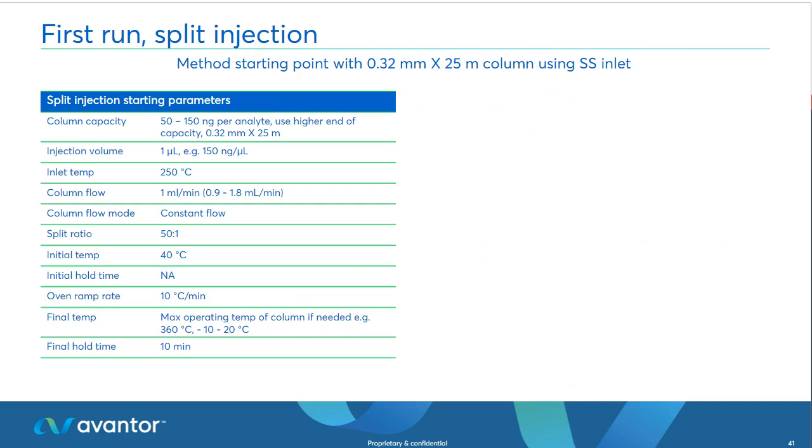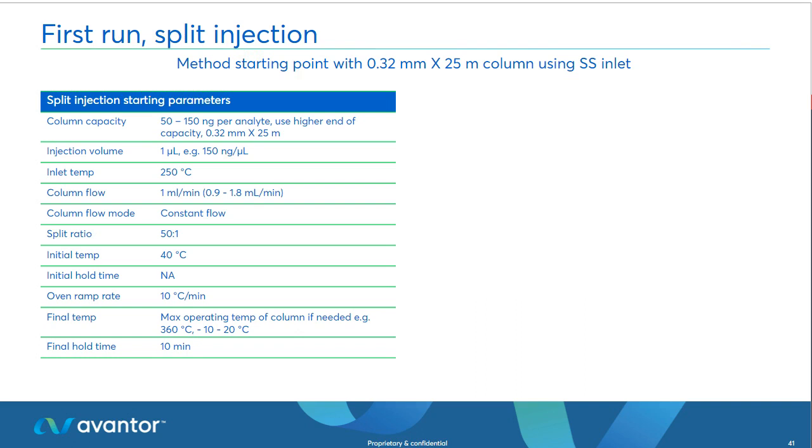So then when we look at a split injection, so we can develop this method. So we're going to be working with, in this example, 0.32 millimeter ID and 25 meter length column. We'll be using a splitless inlet in split injection. The column capacity, and you can check this online in general on chromatography websites, and they're very helpful, but just double checking if you're not sure of the column capacity.